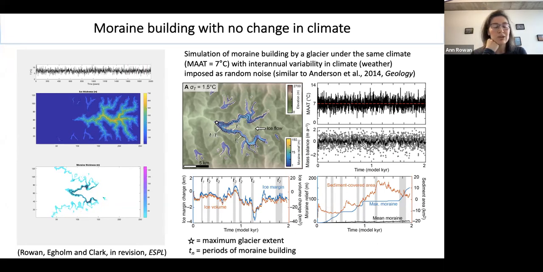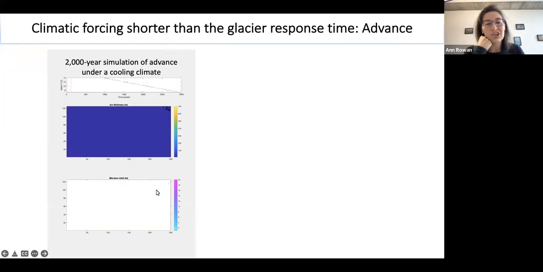Okay, so now we'll look at some simulations that force a larger change, a meaningful change in climate. So this one is looking at what happens when a glacier advances. This is a 2000 year simulation with a step change in climate every 100 years. And this is important because the response time of this glacier is about 180 years.